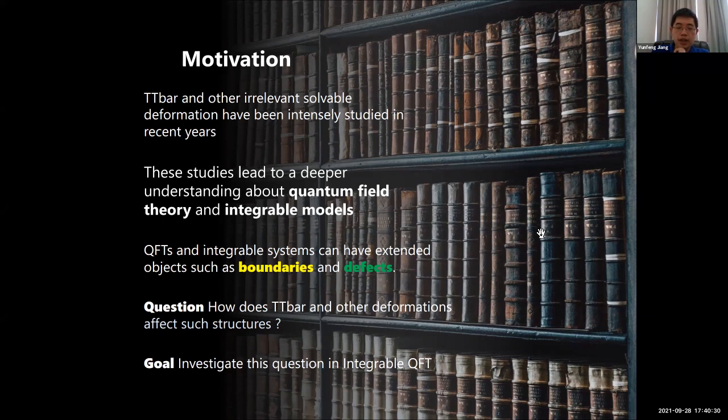In fact, right at this moment, I think there's a workshop going on about QFT with boundaries and defects. So this shows it is a very active direction. Given this importance of defects and boundaries, and also the progress in TTbar deformation, it's a very natural question to ask: how does TTbar and other deformations affect this structure? This is the question we are answering.